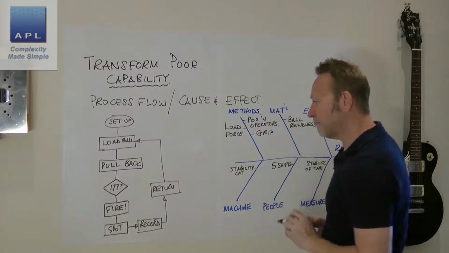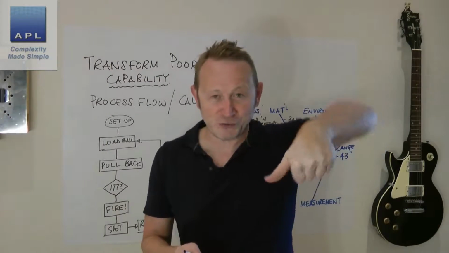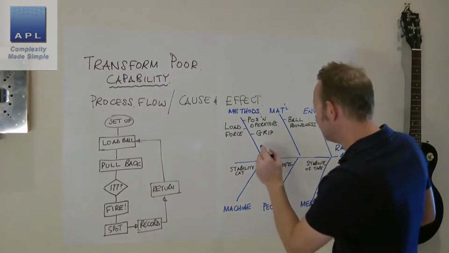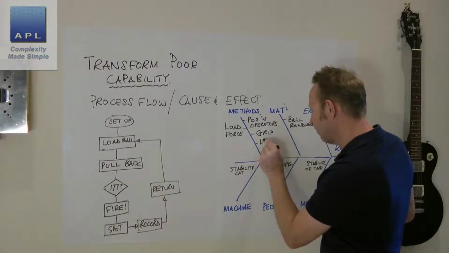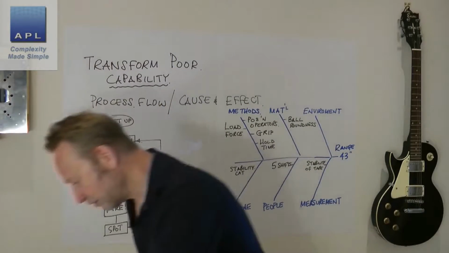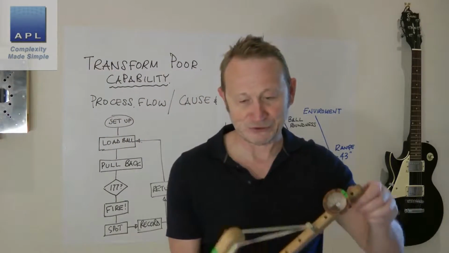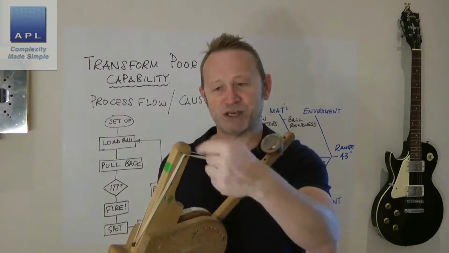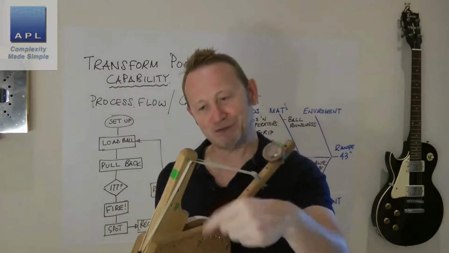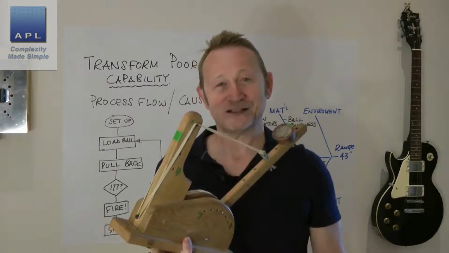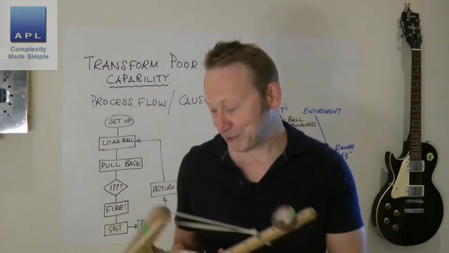So what we're going to do now, we're going to go down and say, okay, what were the variables at the pullback? So let's have a look. Maybe the grip method that we use, whether you pinch it or whether you stick your thumb on the top when you pull the arm back. Under methods, when you pull the arm back, the hold time. So how long you hold it down for.